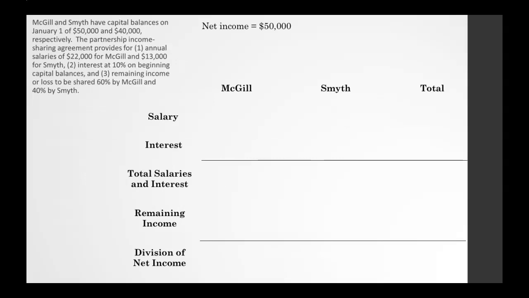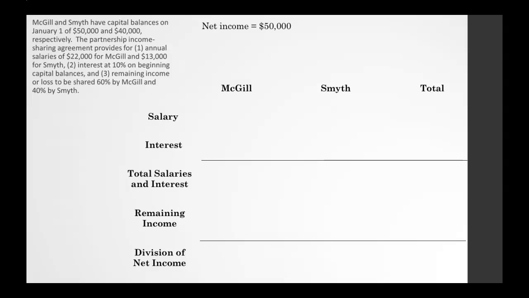So we're going to set something up like this, where we have our owners along the top, and then along the side, we'll notice that it says salary, interest, total salaries and interest, remaining income, and then division of net income. So this will be the framework for whenever we're dealing with partnership income sharing agreements and figuring out the division of net income.